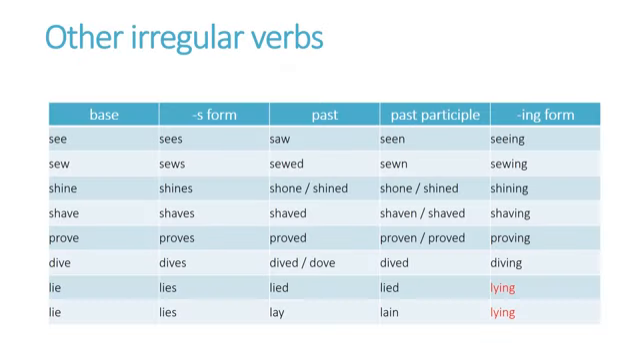Let's look at these on a case-by-case basis. Alright, first, the verb see. Notice the sound shift. See, saw, seen. And the past participle takes on an en ending, like some of the ones that we've seen before.